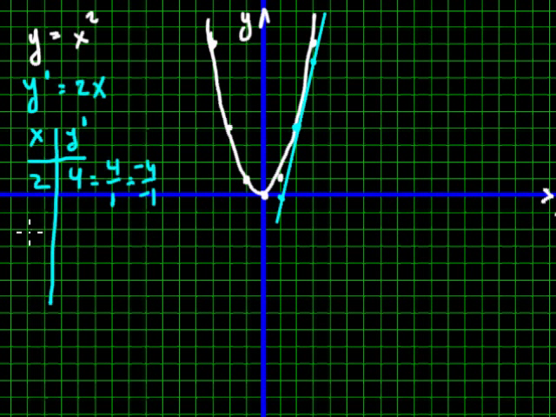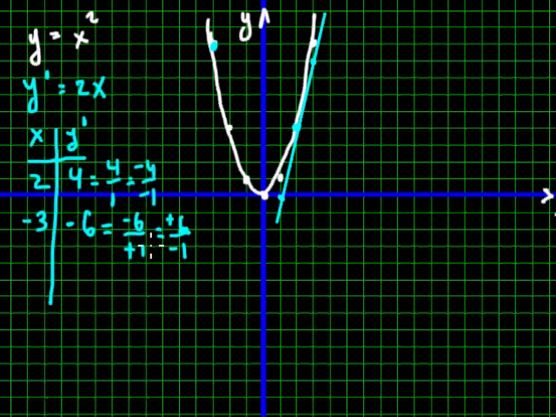Let's pick a point -3 on the x. And at point -3, 2 times -3, slope is going to be -6. And again, let's manipulate: -6 is same thing as -6 divided by +1, or you can think of it as +6 divided by -1. So at the point -3, we have this point, and at this point our slope is -6.